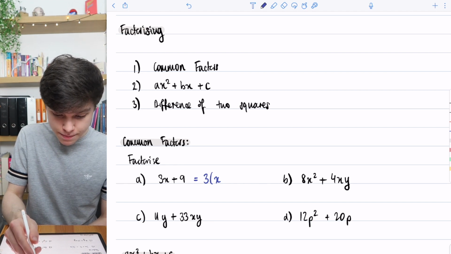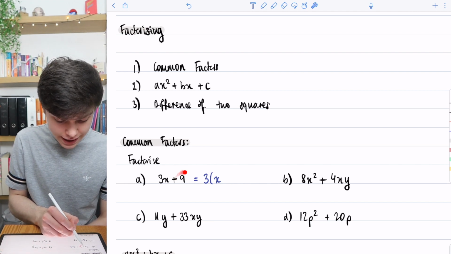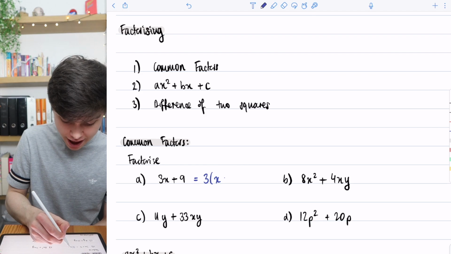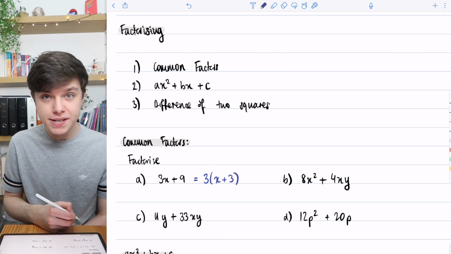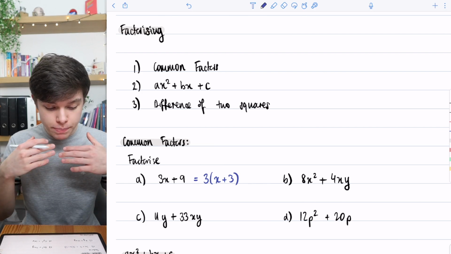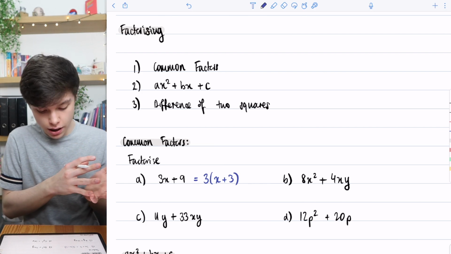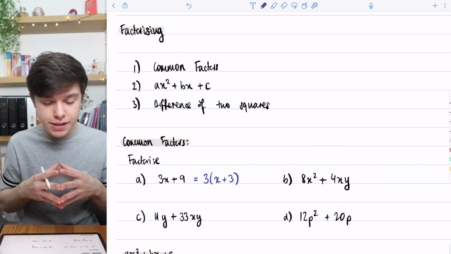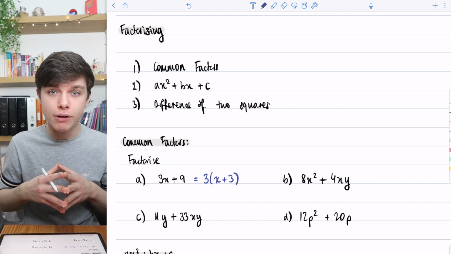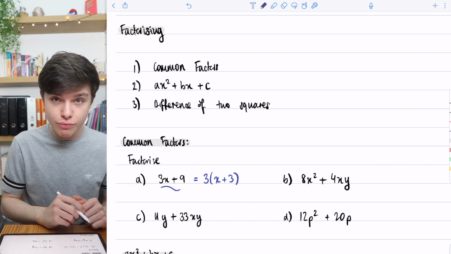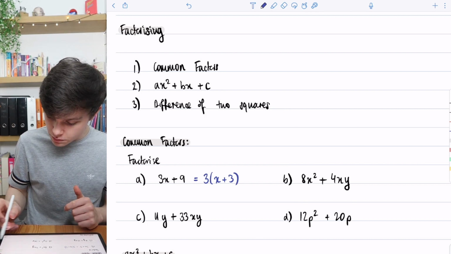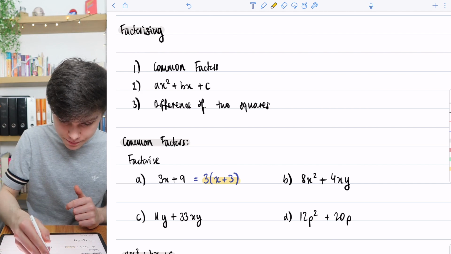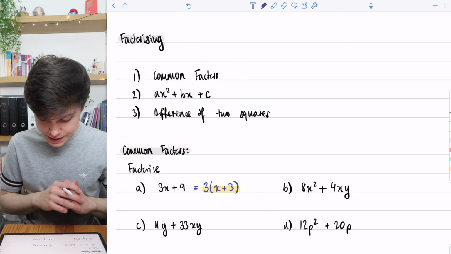And then this term here, what I need to do is divide that term by 3. And when I do that, that's plus 3. So we get 3 times x plus 3. And because we can check our answer and do the opposite, we can expand that bracket. When we do, we get 3x plus 9. So we know we've got the right answer. So that's our final answer there. All right, now let's have a look at B.